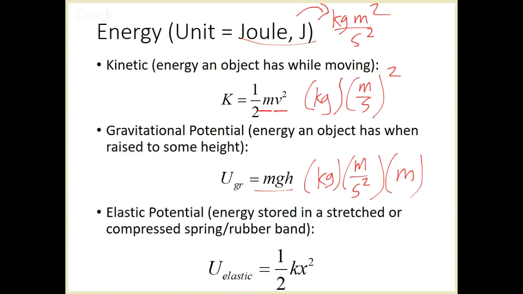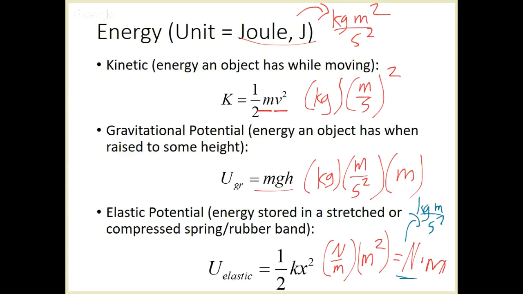Nice. And same deal with elastic potential energy. I've got newtons per meter times meters squared. That simplifies down to a newton times a meter. But a newton times a meter, well, a newton from F equals ma is just a kilogram meter per second squared. So then it simplifies down to kilogram meter squared per second squared, and everything is beautiful.